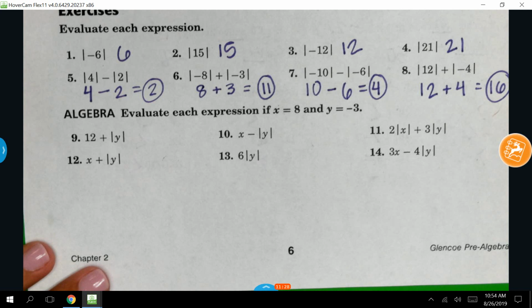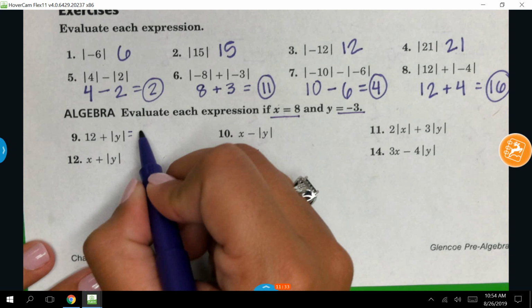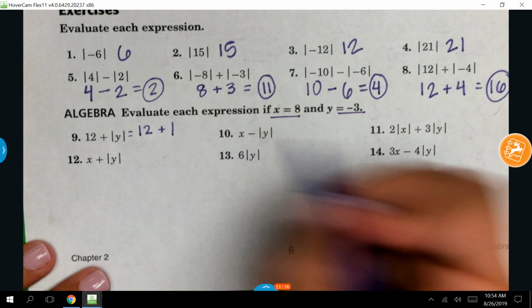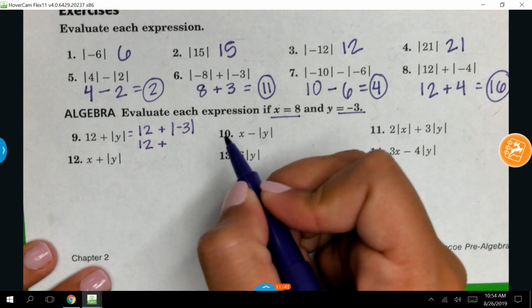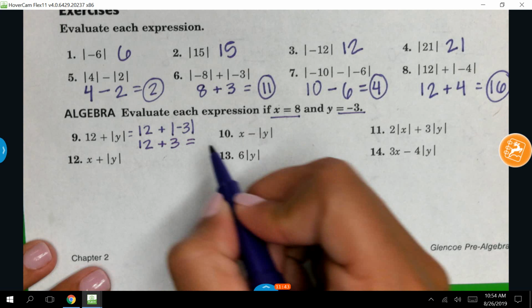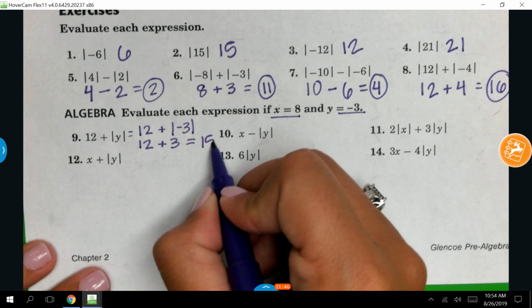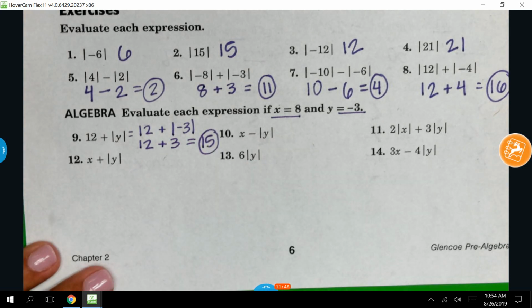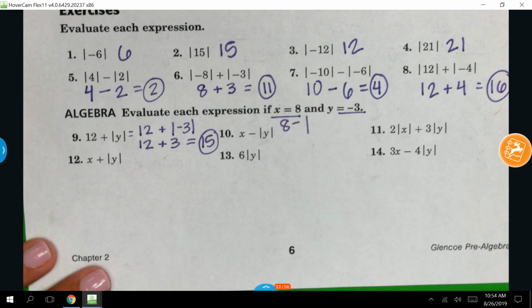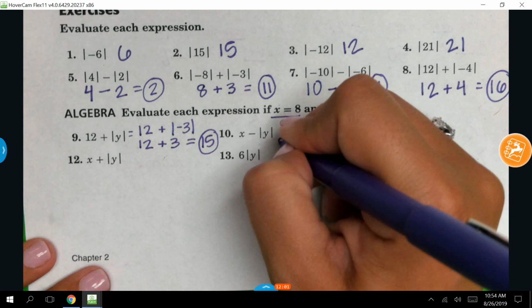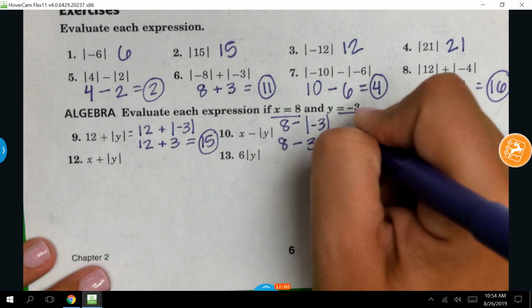Okay, now if I'm substituting, so they told me that x is 8, y is negative 3. So number 9, that means I have 12 plus the absolute value of negative 3. So then what's the absolute value of negative 3? 3. So I have 12 plus 3, which gives me 15. Number 10, I should have 8 minus the absolute value of negative 3, once you plug those numbers in, which gives you the problem 8 minus 3, which should give you 5.